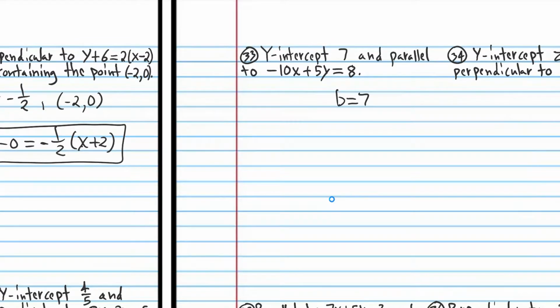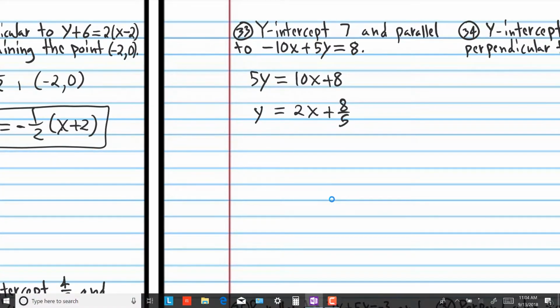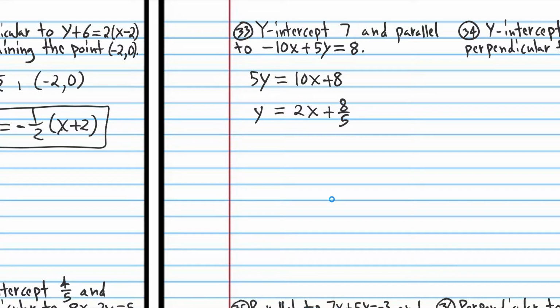All right, we're back. Let me get rid of that b equals 7. So I'm going to add 10x to both sides. Divide both sides by 5. And so now we can see the slope of that line. The slope is 2. So the slope of our line is also 2 because our line is parallel. And we know the y-intercept is 7 because they told us that.